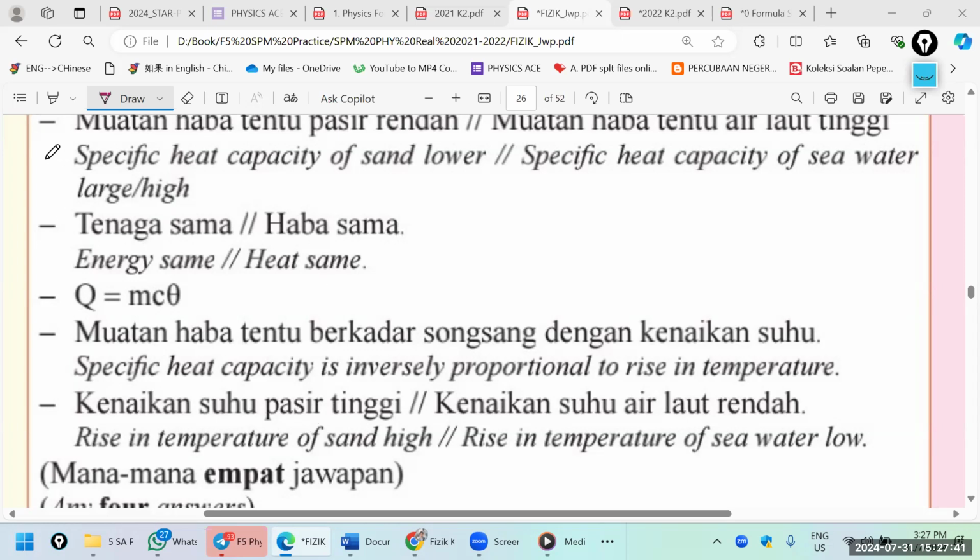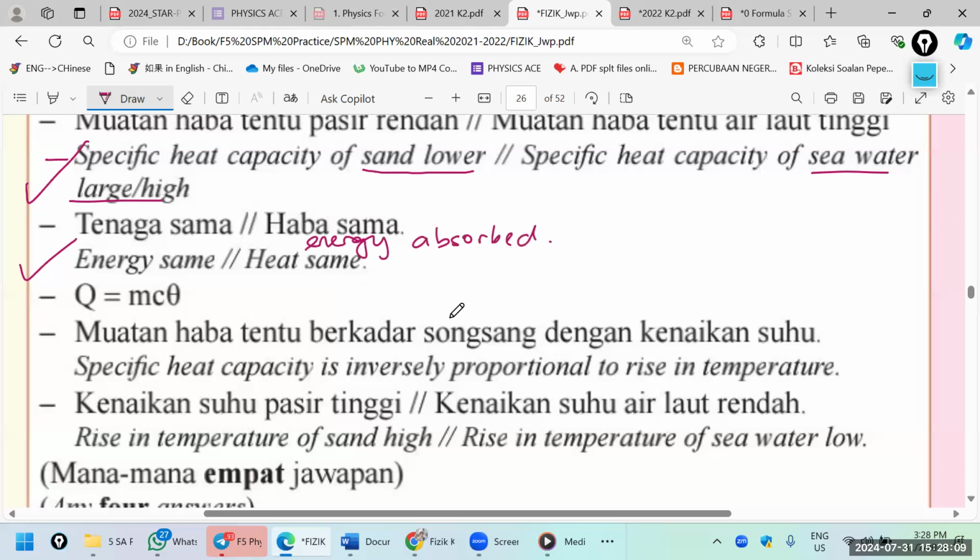Okay, so number one, if you mention specific heat capacity of sand is lower or seawater is higher, they consider 1 mark. You write 2, also 1 mark. Actually, heat energy absorbed is the same amount. So if you mention less energy, actually I also will make that kind of sentence.